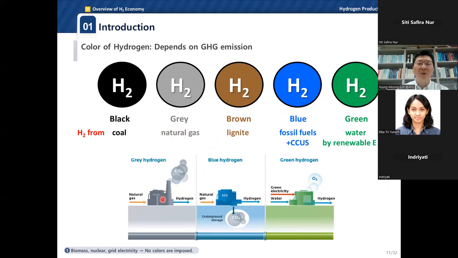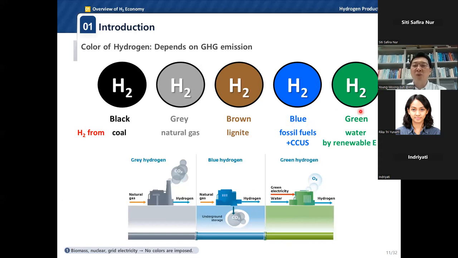At the bottom of the slide, you can see natural gas will be fed into the refinery reforming plant, and then hydrogen will be produced. At the same time, you can see CO2 will be made. That CO2 will be released into the atmosphere, or will be captured this way, using underground storage or at the sea. If the CO2 is captured, we can call this kind of hydrogen blue.